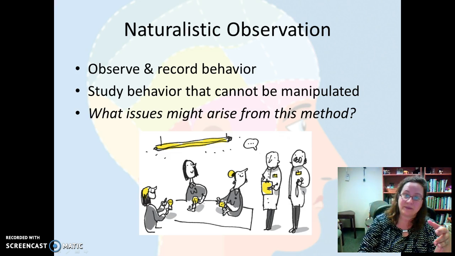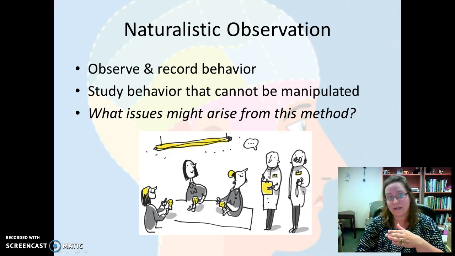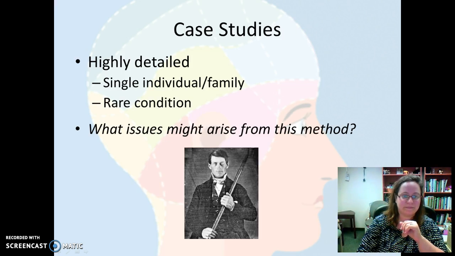Issues that might arise from this method, one big one is the Hawthorne effect. So if you know somebody's watching you, you might change your behavior. I think that's pretty central for most of us. If I say, I'm going to see how productive you are, and I'm going to watch you build these objects, you're probably going to try and do better, faster, because you know you're being watched. So that's a problem.